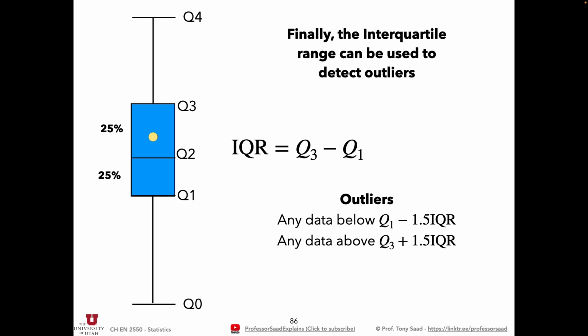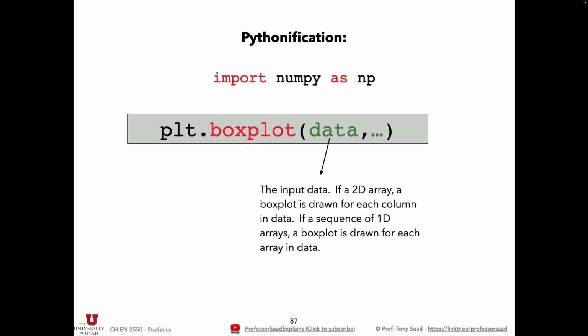We'll do an example together. Now, in NumPy, this is simply called plt.boxplot, and you give it the data, and it does things with the data. Now, we have to talk about that data.